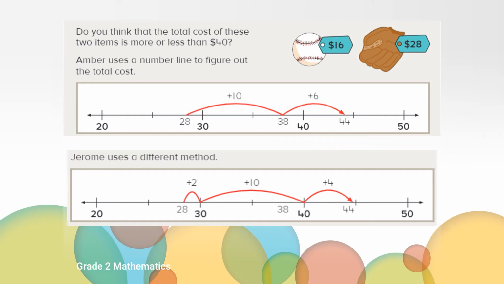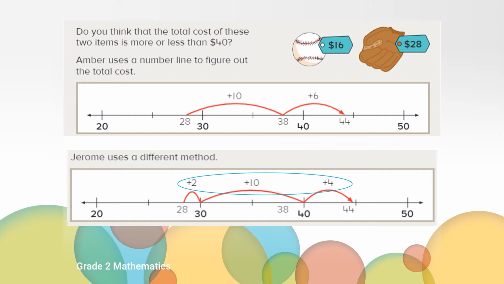Where do you see the price of the baseball in Jerome's strategy? It's the jumps on the number line. He added 2 to get to the friendly number 30, then 10 more to bring him to 40. Then 4 more brought him to 44. 2 plus 10 plus 4 is 16, the price of the baseball.